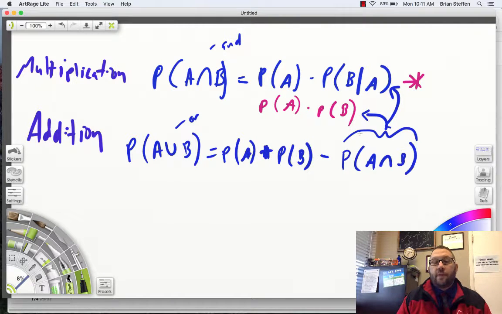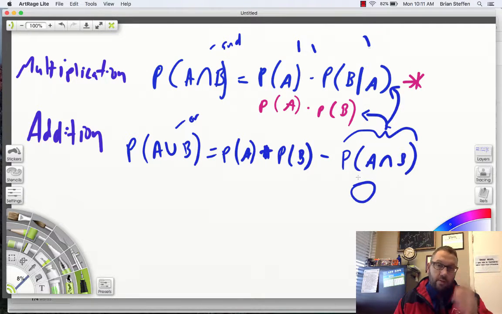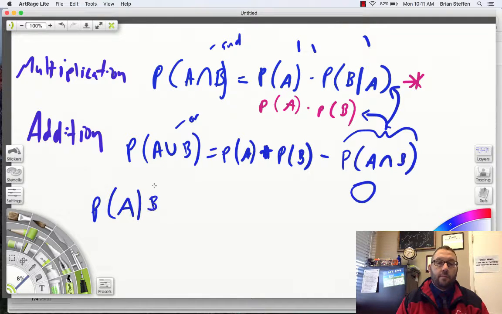Now, what happens if A and B are disjoint, or mutually exclusive? If they're mutually exclusive, then this probability is 0 because there is no intersection. And then we have the conditional probability rule, which is this: the probability of A given B is equal to the probability of A and B, all over the probability of B.